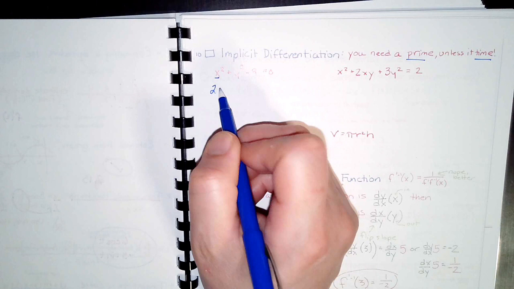And then what's happening here is I'm actually taking these pieces. I'll show you what I'm doing. I'm actually factoring out a y prime. And then this gets divided to the other side.